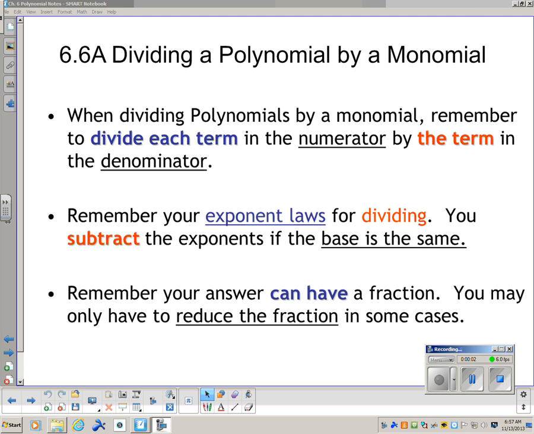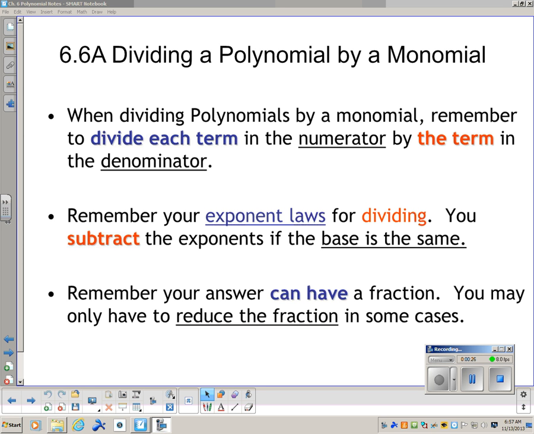All right, so today we are on 6.6a. We're going to divide a polynomial by a monomial. So I want you to be able to take a polynomial and divide it by a monomial. When you're doing this, you need to remember to divide each term in the numerator by the term in the denominator. And then don't forget your exponent laws for dividing.